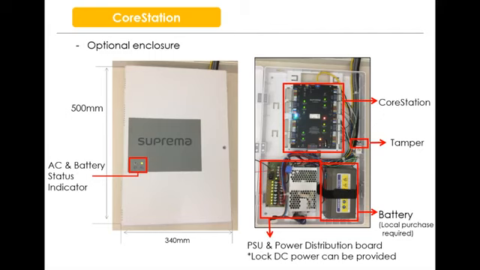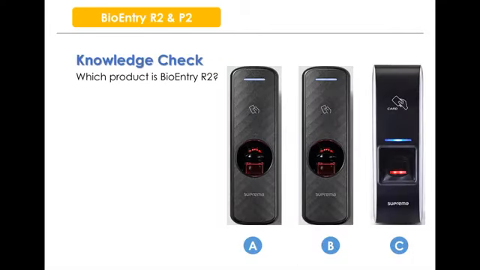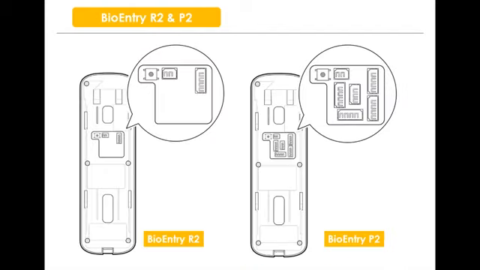It's knowledge check time. Which product is BioEntry R2? Yes, the answer is A and B, but A and B could be BioEntry P2. It's hard to distinguish P2 and R2 with the exterior only. You can distinguish the device from the back of the device.